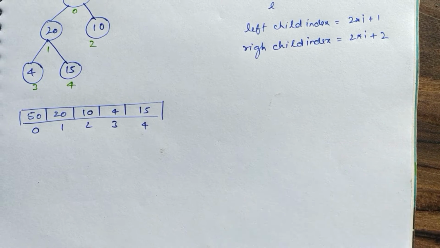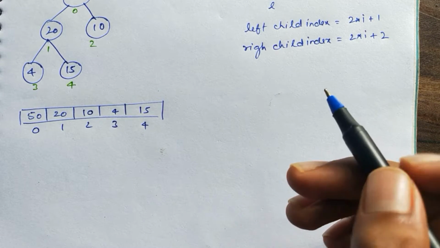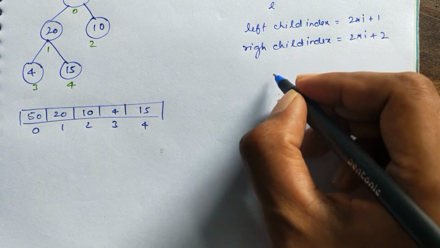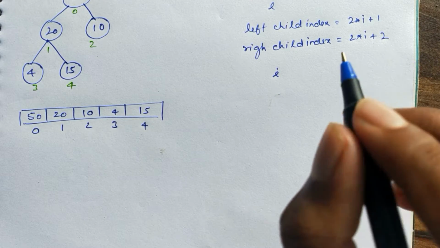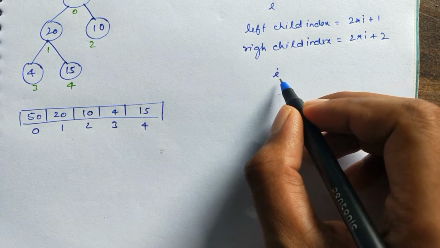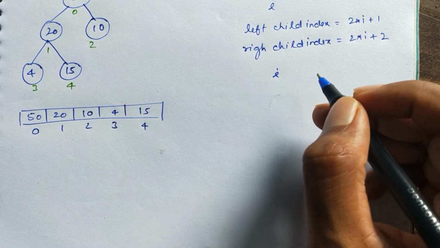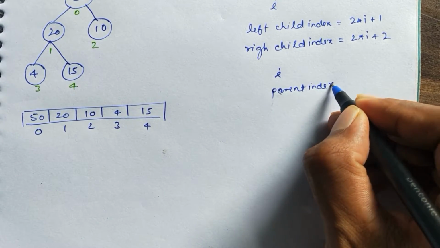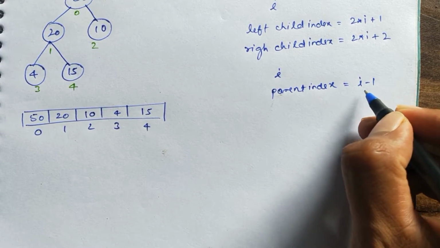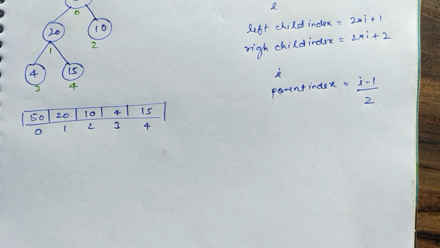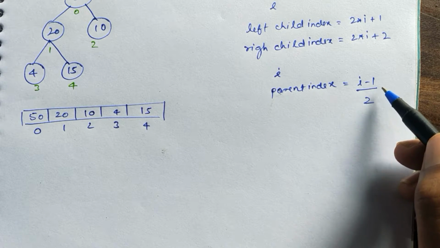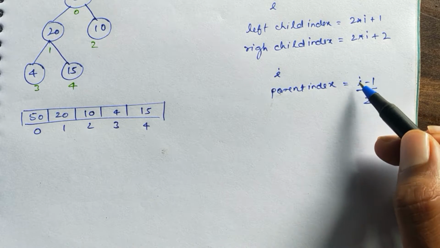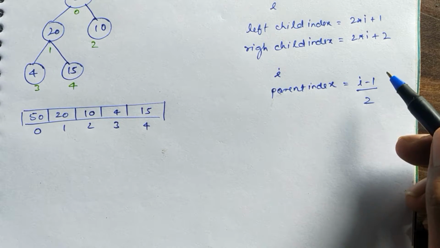Similarly, if we are given a child node and we want to find the index of its parent, suppose I is the index of a node, then we will use the formula parent index, that is (I minus 1) upon 2. If it is not completely divisible by 2, we will not consider the decimal, we will take the whole number.